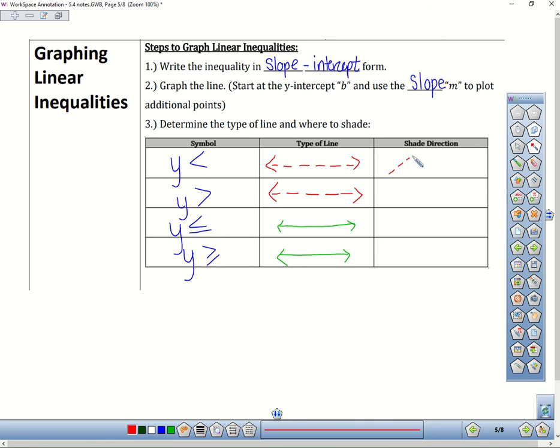So we have our little dashed line. It's going to look diagonal usually. And on this one, we're going to shade below the line. So you're going to put some little shading. So this is below is the direction here.